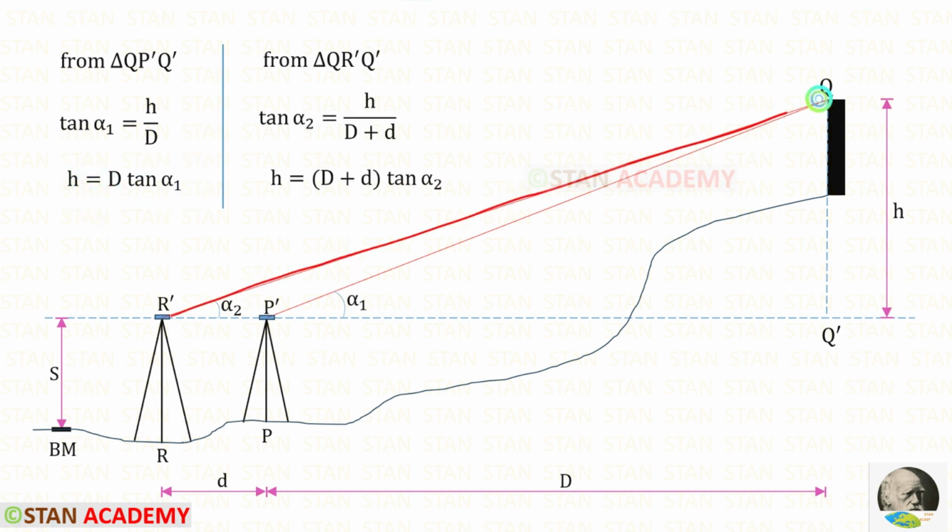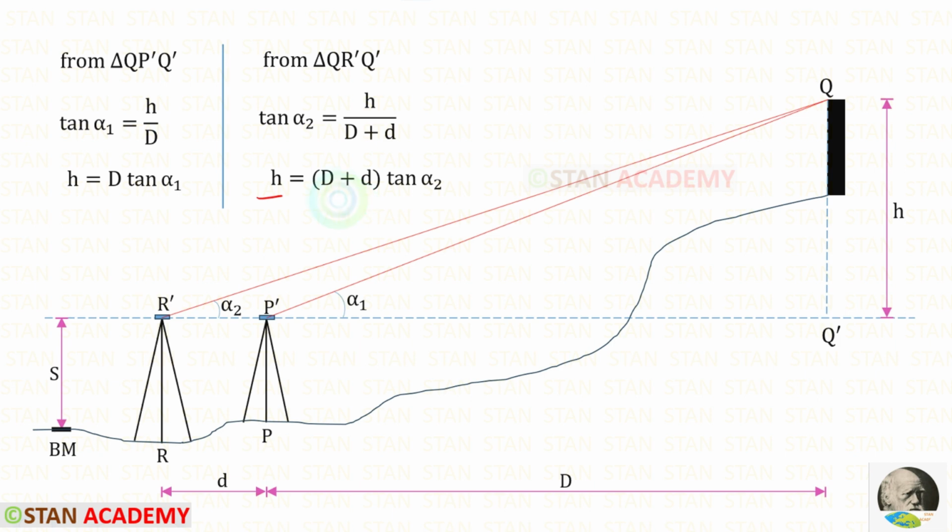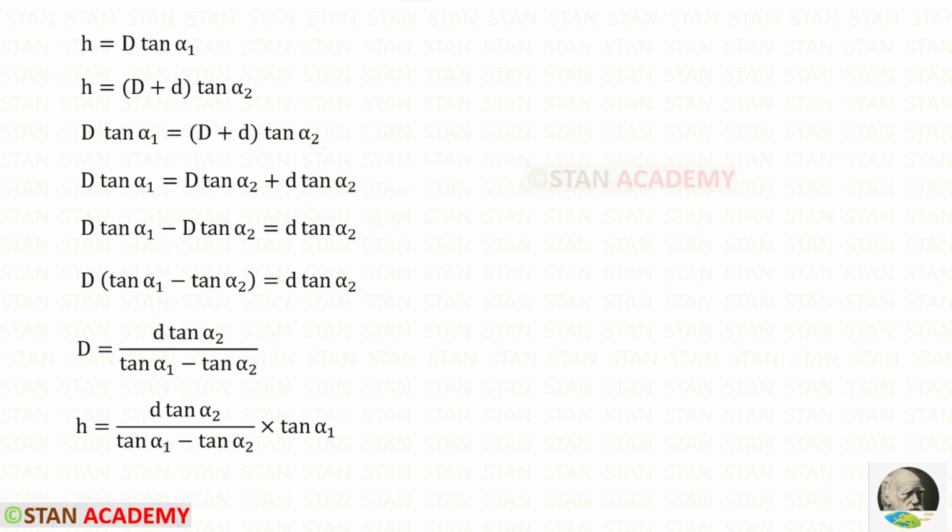Now let us take this big triangle. In this triangle, let us apply tan theta formula. Tan alpha 2 will be equal to the opposite side h upon the adjacent side, which is D plus d. So h will be (D plus d) tan alpha 2. For h, we have got two relations. We can equate both of them.